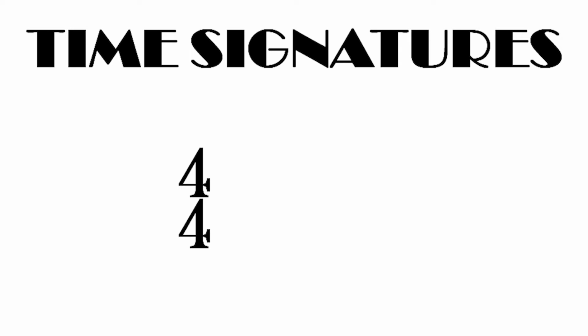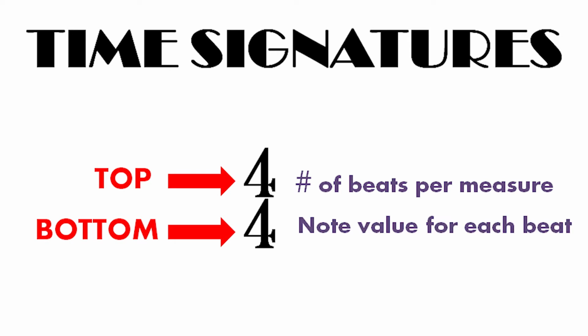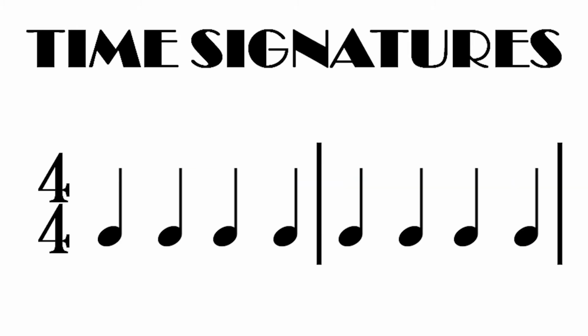Time signatures have 2 numbers written like a fraction, a number at the top and a number at the bottom. The top number tells you how many beats to count per measure. The bottom number tells you what kind of note to count. So if you see a time signature of 4/4, the top number 4 means to count 4 beats per measure, and the bottom number means each beat is a quarter note. The beat is counted 1, 2, 3, 4, 1, 2, 3, 4, and so on.